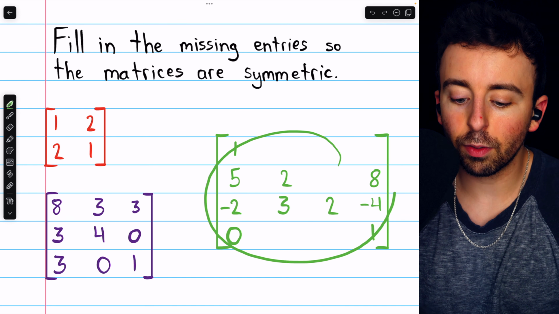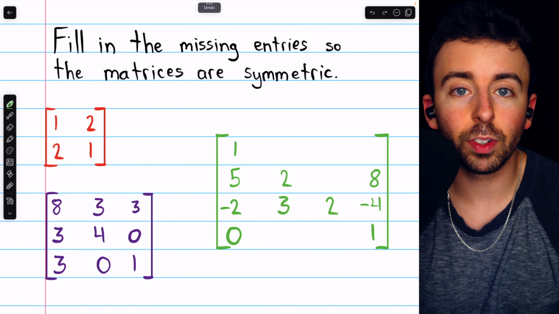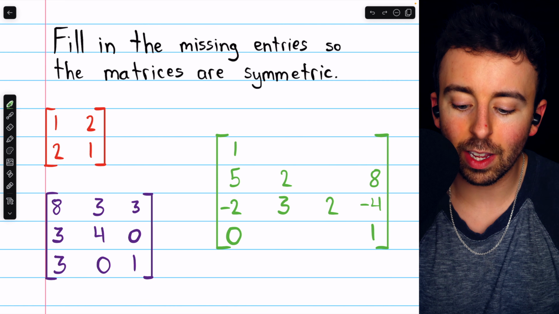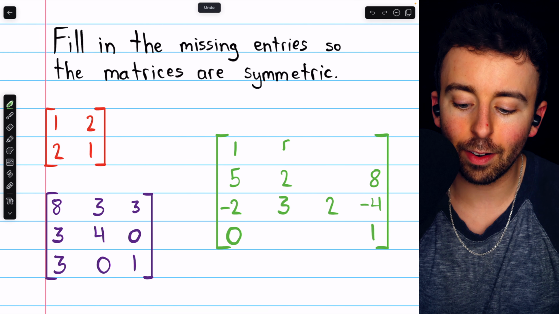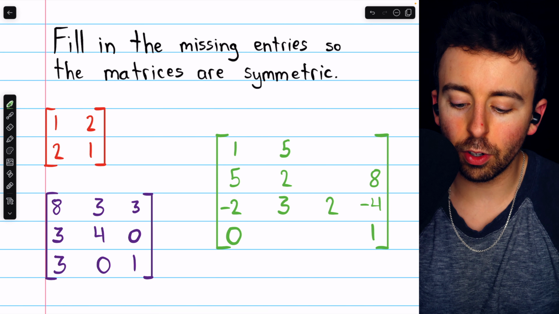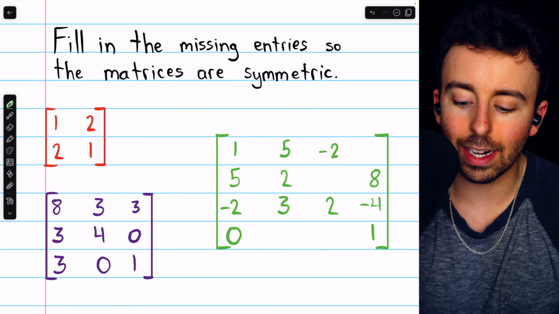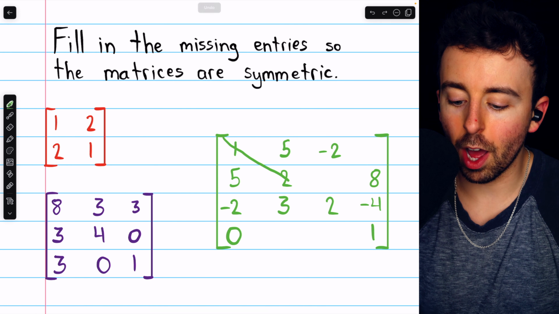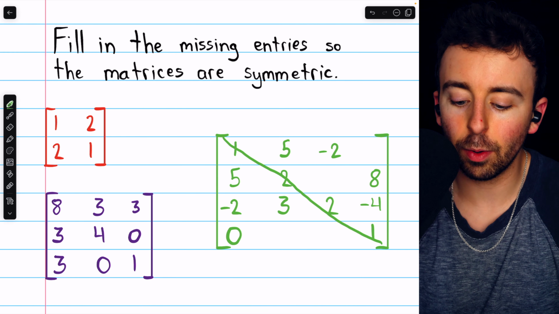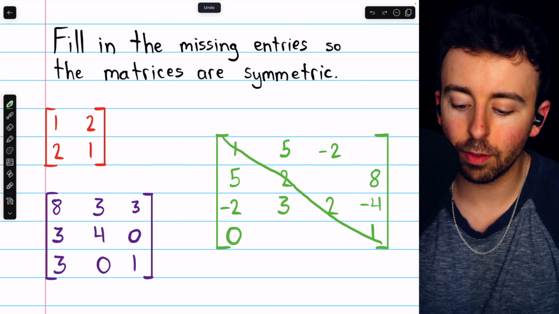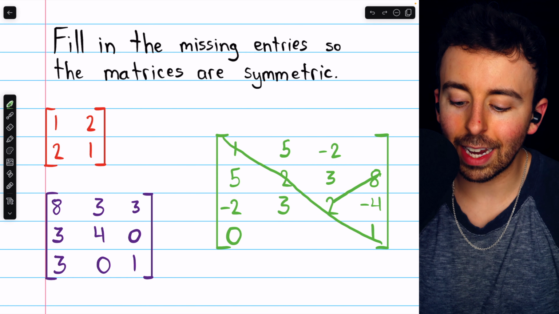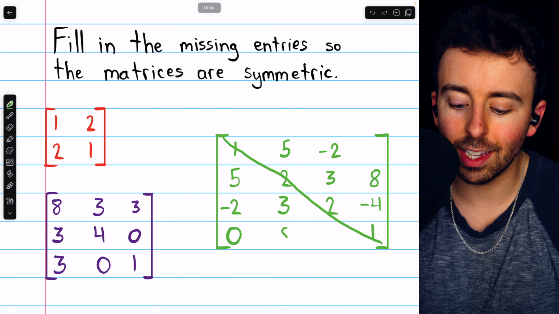Finally, we'll finish with this 4 by 4 example. Just reflect the entries. 5 we can reflect across the diagonal and fill it in there. -2 we can reflect across the diagonal and know that this entry here must be -2 as well. Let me just draw that diagonal in case it helps. We can reflect 3 across it to fill in that gap. We can reflect 8 across the diagonal to fill in this gap.